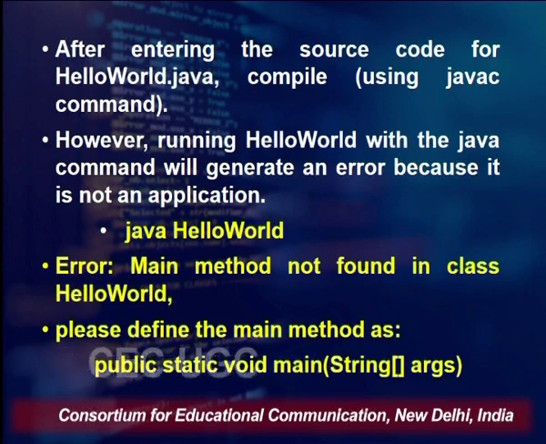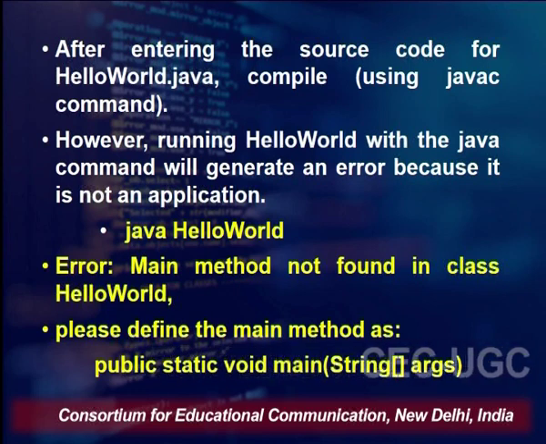When we say java HelloWorld, this is going to generate an error, because this is the way through which we execute applications, and this program is actually not an application. So saying java HelloWorld is going to throw an error. What will be the error? The error is very obvious to look into, and it is given here in yellow colored font. The error says: main method not found in class HelloWorld. Please define the main method as public static void main(String[] args).